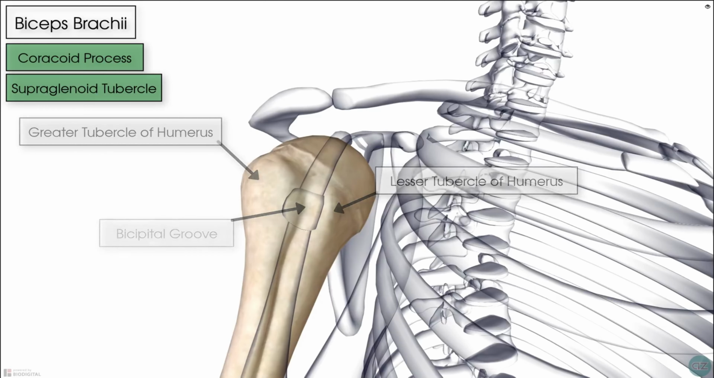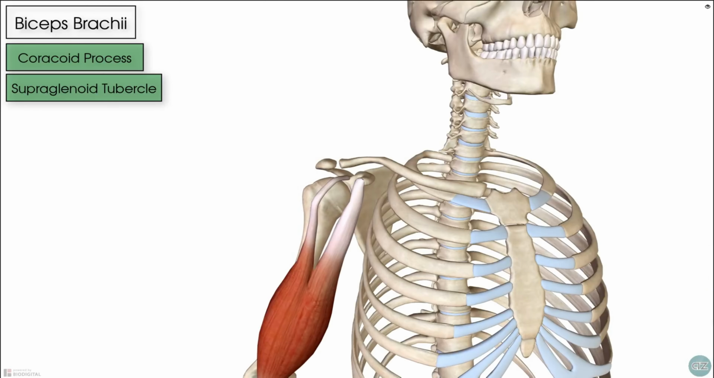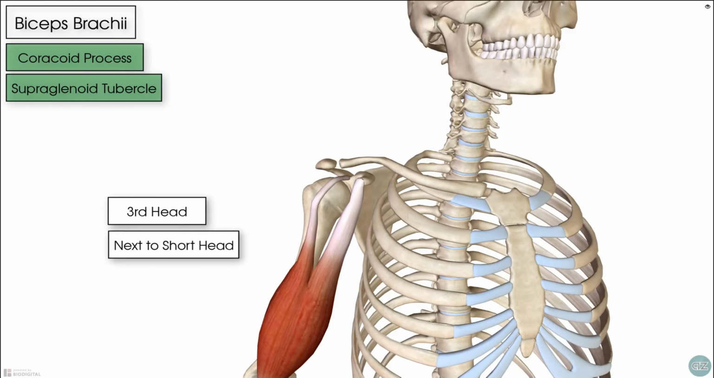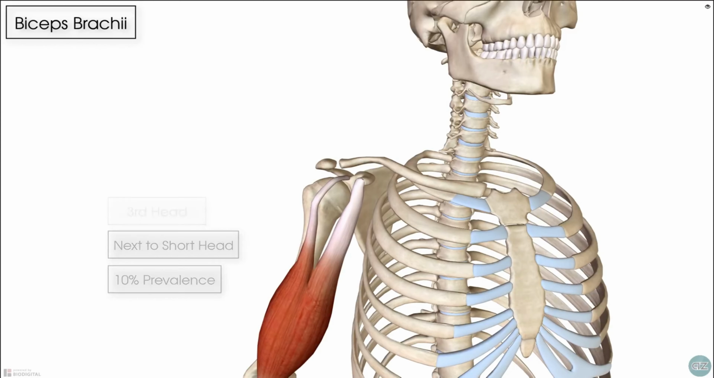And just as a quick aside, the biceps brachii has these two heads, but it's one of the most variable muscles, and the most common variant is that of a third head, which is typically found next to the short head of biceps, and that is found in about 10% of us. And actually there are even rarer cases of 4, 5 or more heads of the biceps being noted in people.